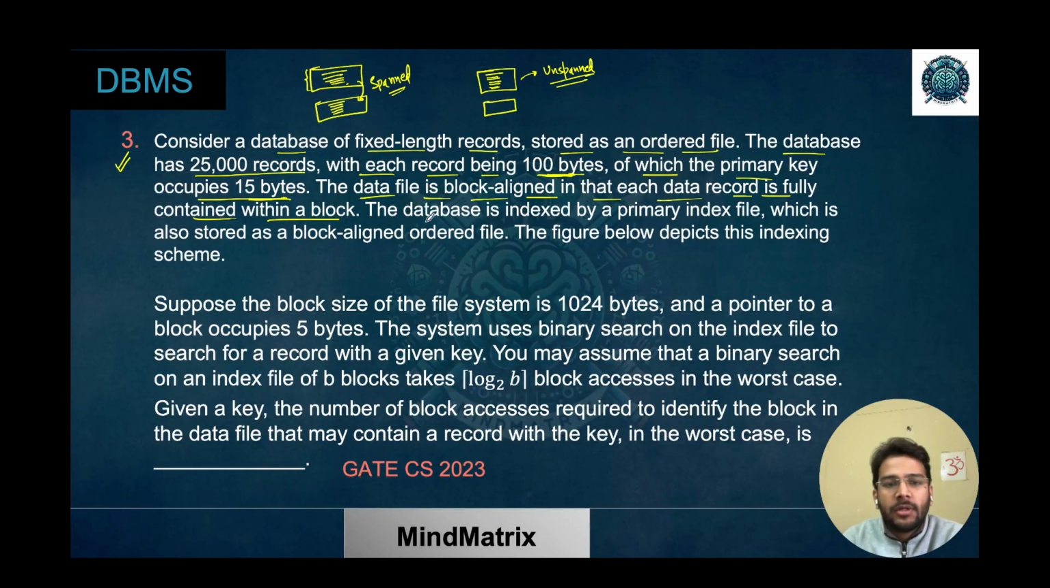Let's proceed further. The database is indexed by a primary index file. So the indexing that we are using here is primary index, and we know primary index is basically a sparse index. We will be talking about that later on. It is also stored as a block aligned ordered file. The figure below depicts this indexing scheme.